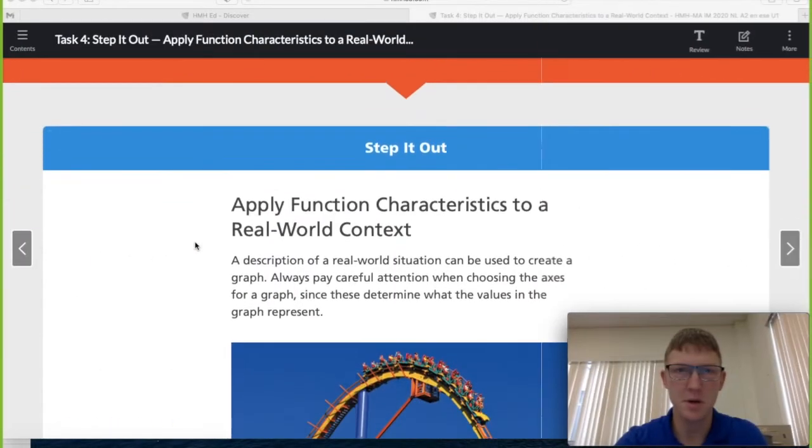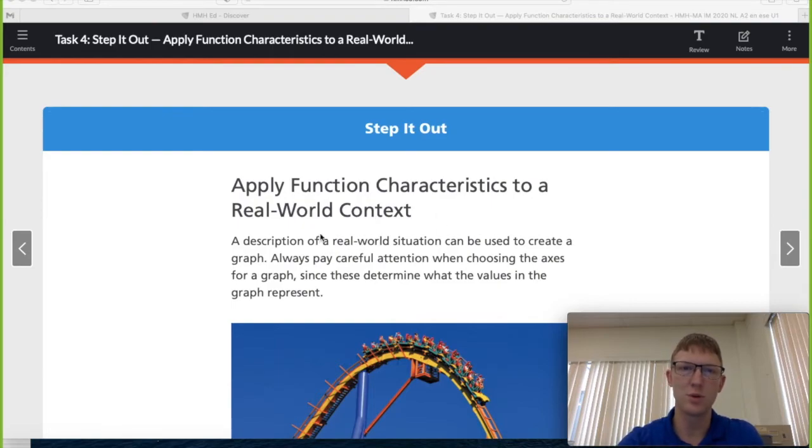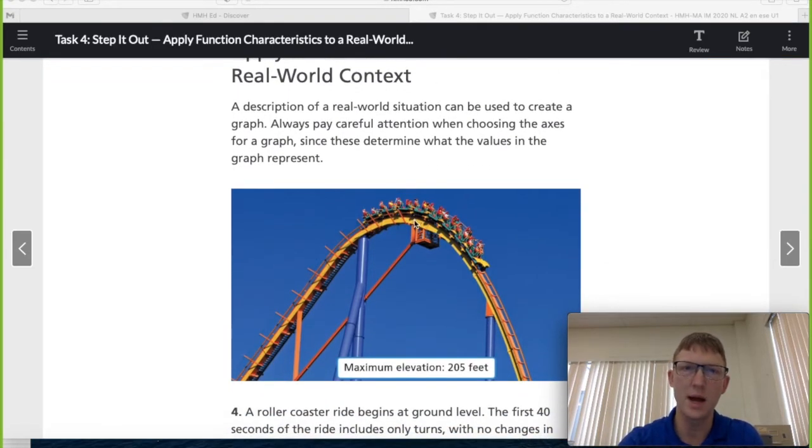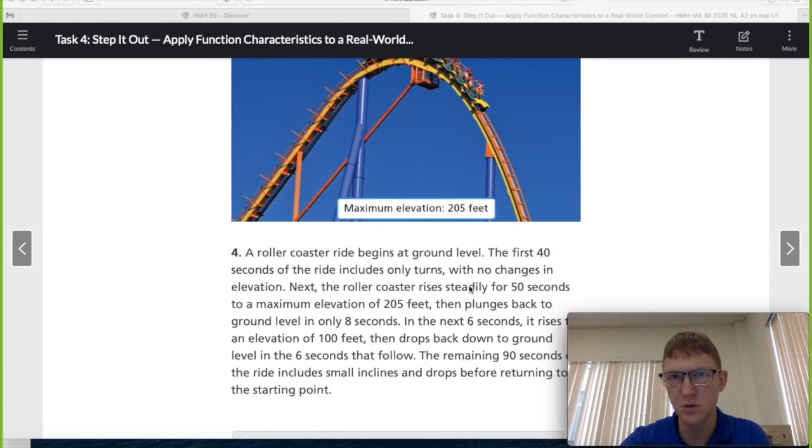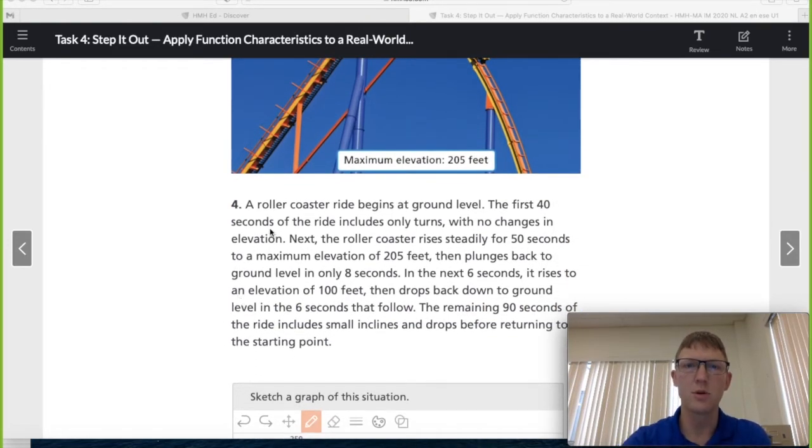All right, last one. Apply function characteristics to a real-world context. What do we got going here? A description of a real-world situation can be used. Okay, cool. So we've got a roller coaster, maximum elevation of 205 feet. The roller coaster ride begins at ground level. The first 40 seconds, the ride includes only turns with no changes in elevation.